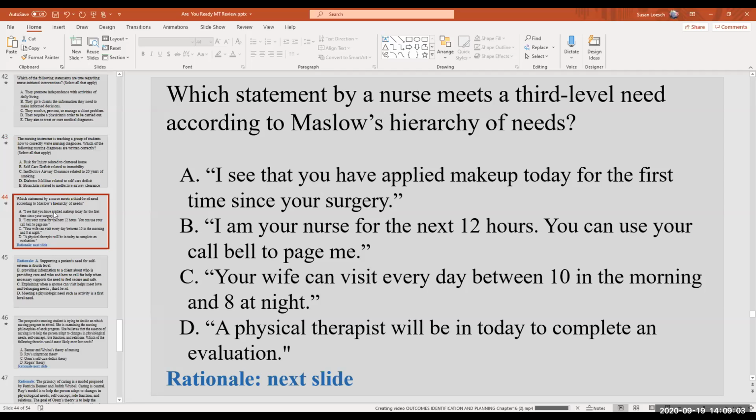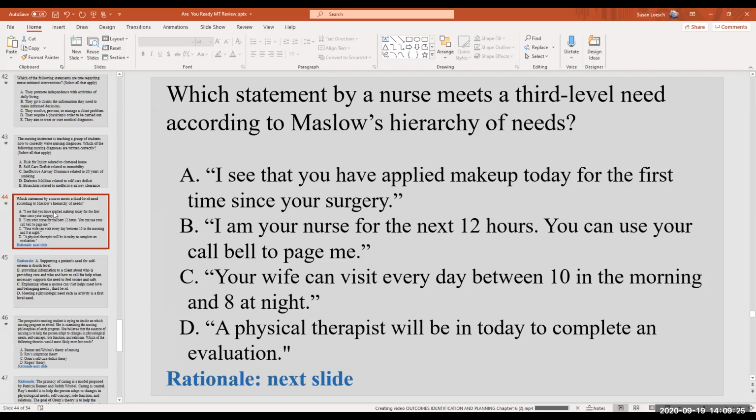All right. Which statement by a nurse meets a third level need according to Maslow's hierarchy of needs? So again, you have to think about what are the different levels here, right? So we have physiologic, then we have safety and security, and then what? Love and belonging. Okay.